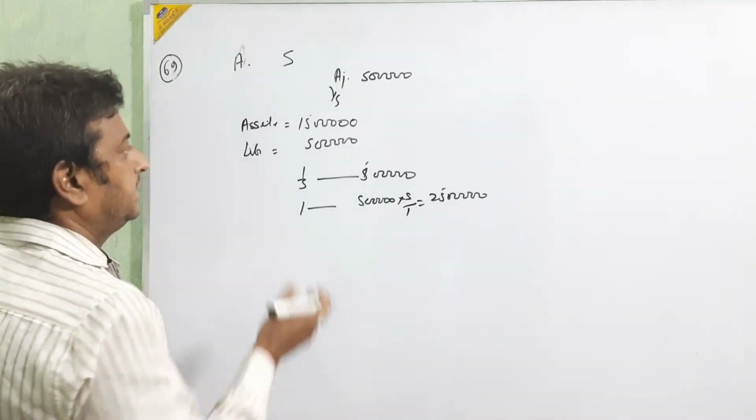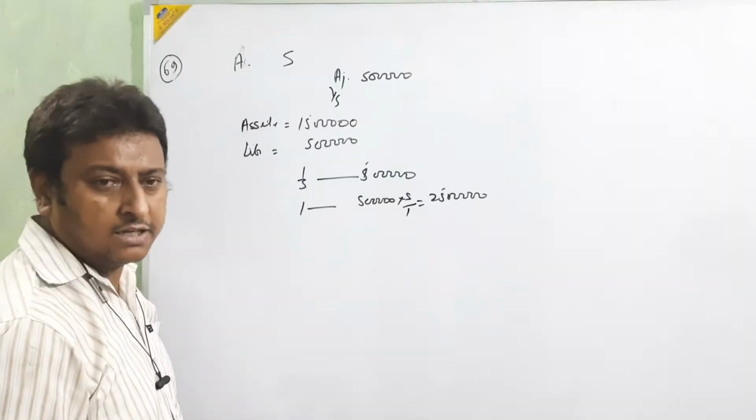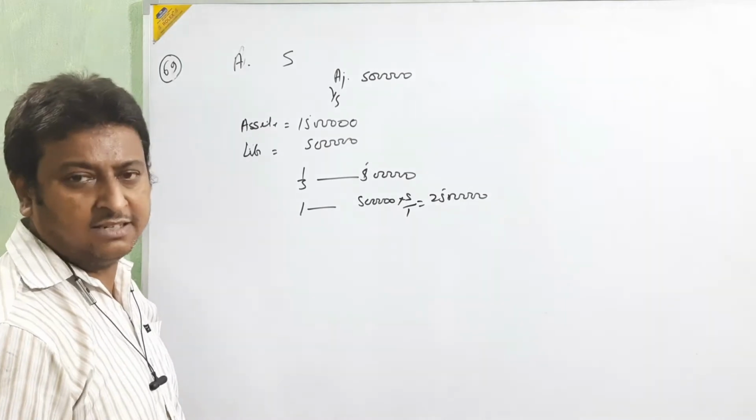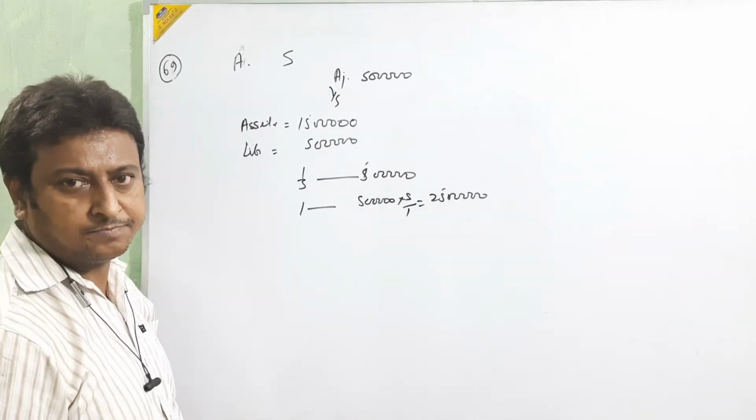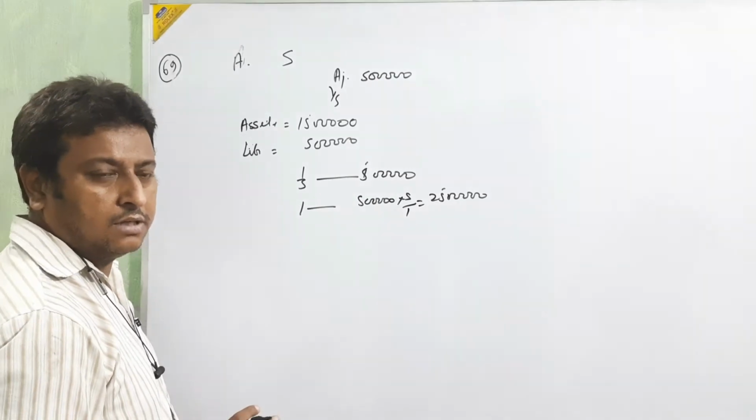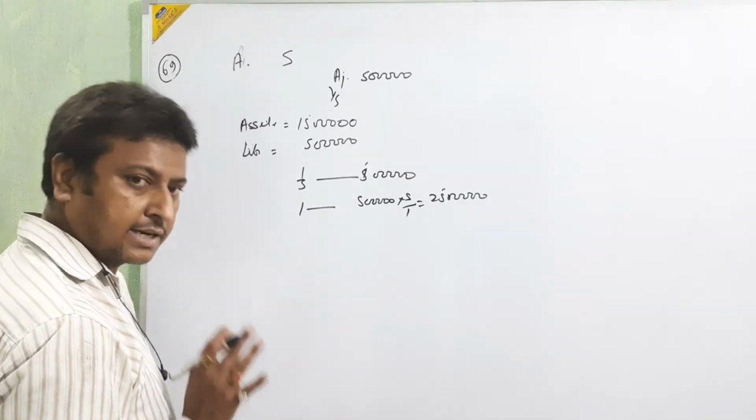15 lakh, this assets is equal to liability side, beta. This assets is equal to liability side. Is it clear, beta or not? It's clear or not? Clear?